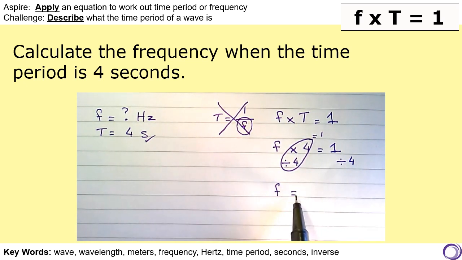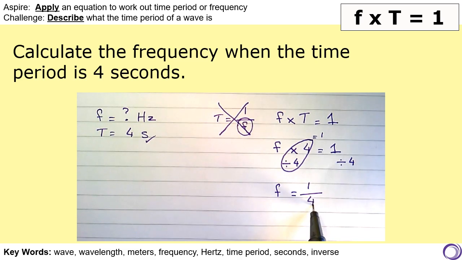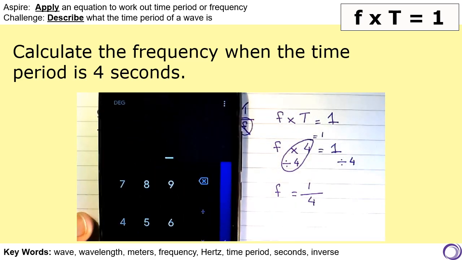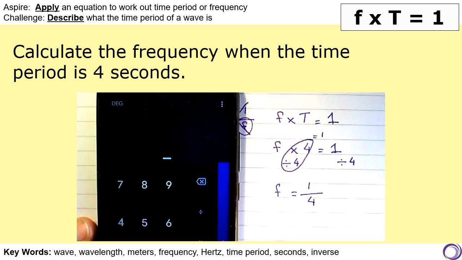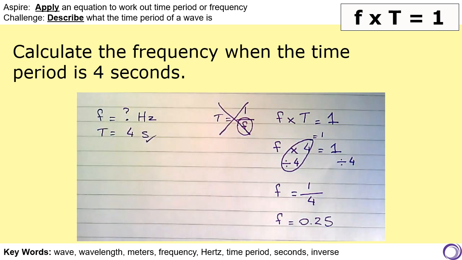So I write my f equals, and here I've got 1 divided by 4. I'm going to write it as a fraction. So if I get my calculator now, I'm going to do 1 divided by 4 equals 0.25. So my frequency is 0.25, and just check the unit here, it's hertz. So there is my answer.